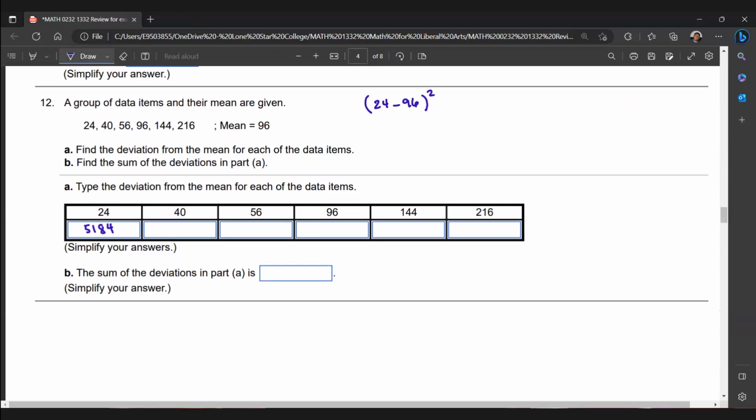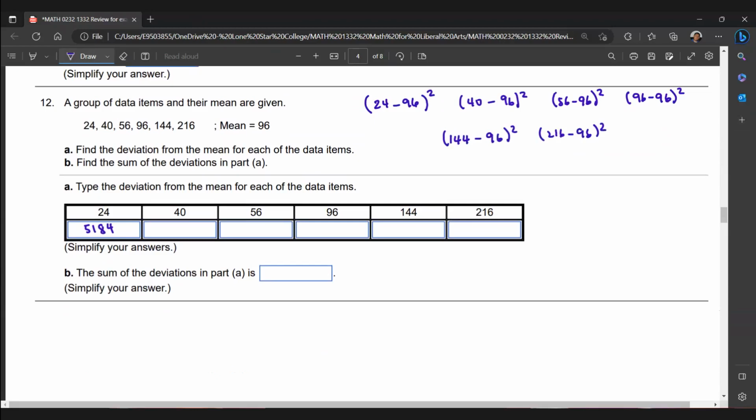And then we have to do 40 minus, I forgot the minus, 96 quantity squared. And then we're going to do 56 minus 96 quantity squared. Then we're going to do 96 minus 96 quantity squared. Then we're going to do 144 minus 96 quantity squared. And then we're going to do 216 minus 96 quantity squared.